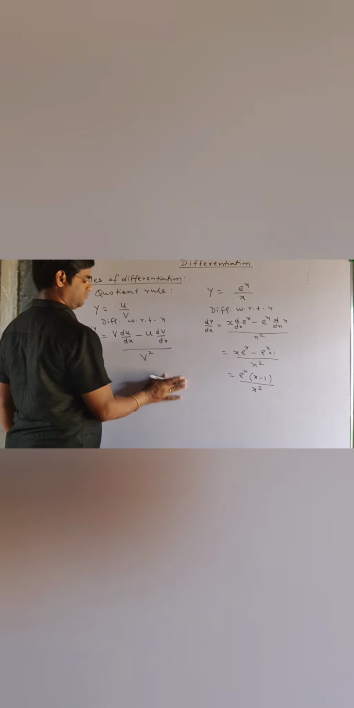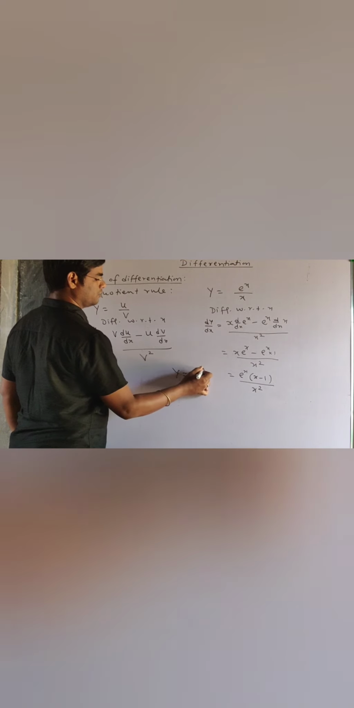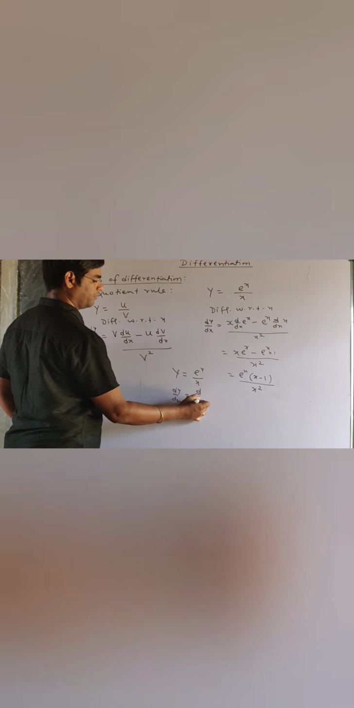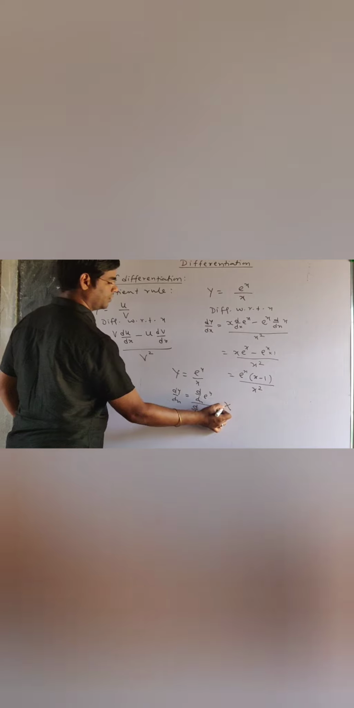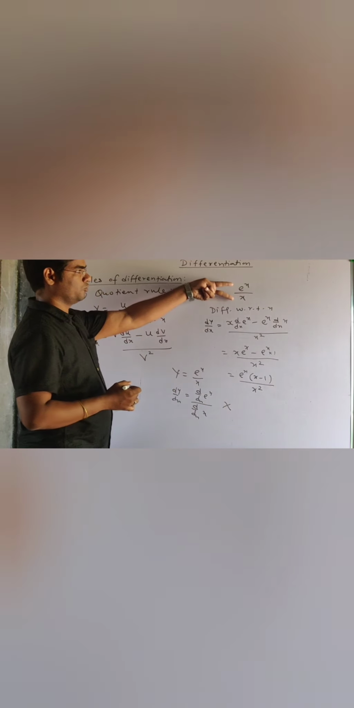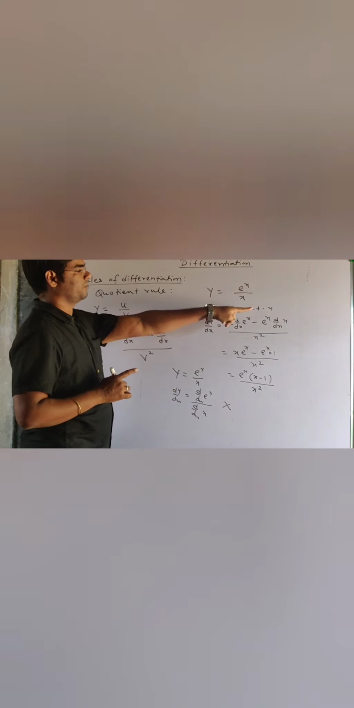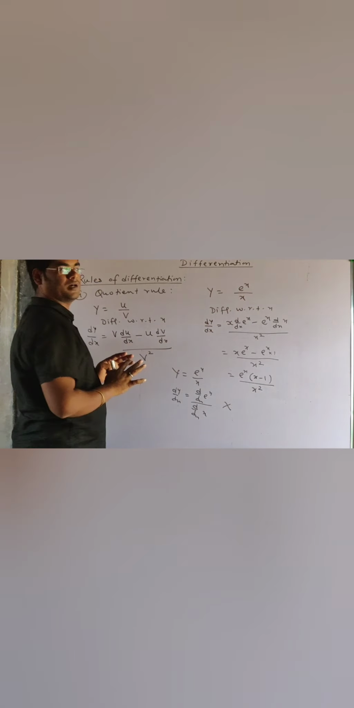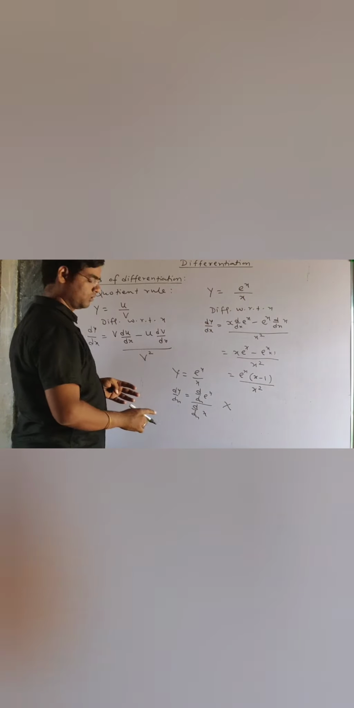If you do e raised to x upon x directly, so derivative of y is equal to derivative of e raised to x upon derivative of x, this is completely wrong. Whenever you have two variables, what does it mean? Here we are differentiating with respect to x, so the terms involving x are the variables and the remaining terms are constants.